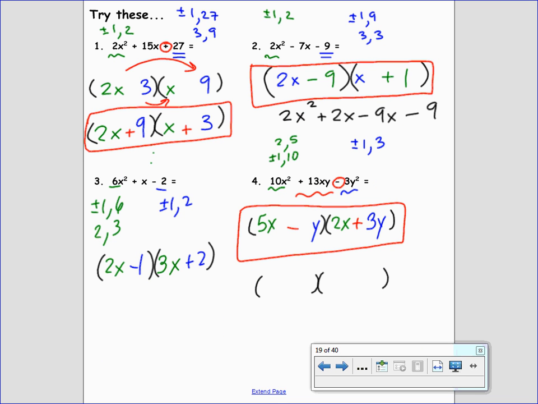Ready? First, 2x times 3x is 6x squared. Outside, 2x times 2 is plus 4x. Inside, negative 1 times 3x is minus 3x. And last, negative 1 times positive 2 is minus 2. Do Katie's outer product and inner product, the red and green, combine to give me the original middle term? Yes, they do, and so we know that she's found the winning combination. Way to go, you guys.